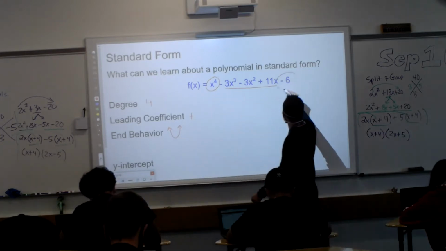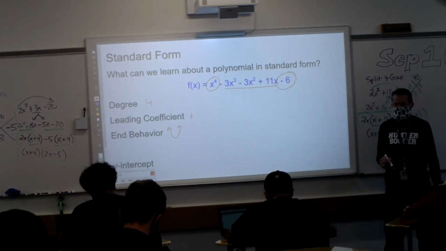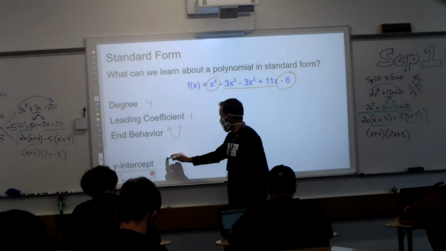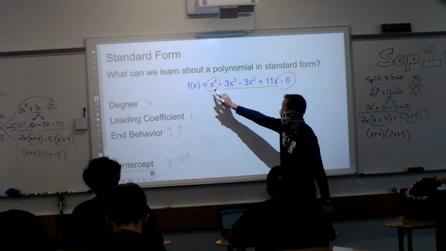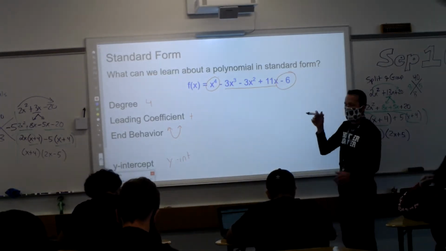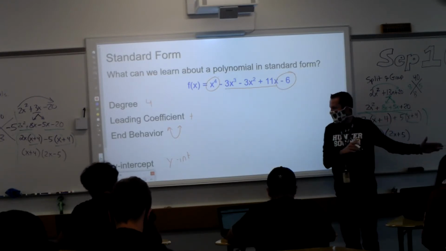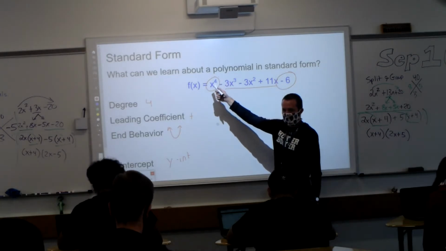Now, we do like that -6. What does that tell us? Good job. That's the y-intercept. So the way that this polynomial is written, this is called standard form. Notice there's no parentheses. This is all written out. And when it's in standard form, the degree is the highest exponent.